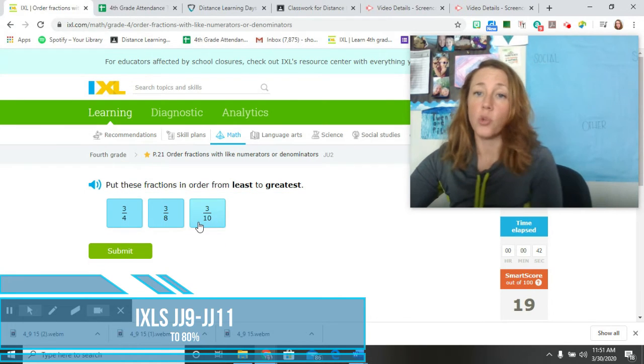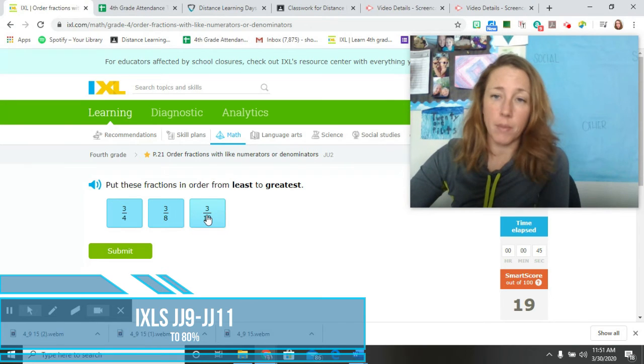This one, the numerators are different. Or the same, I mean. The denominators are different.